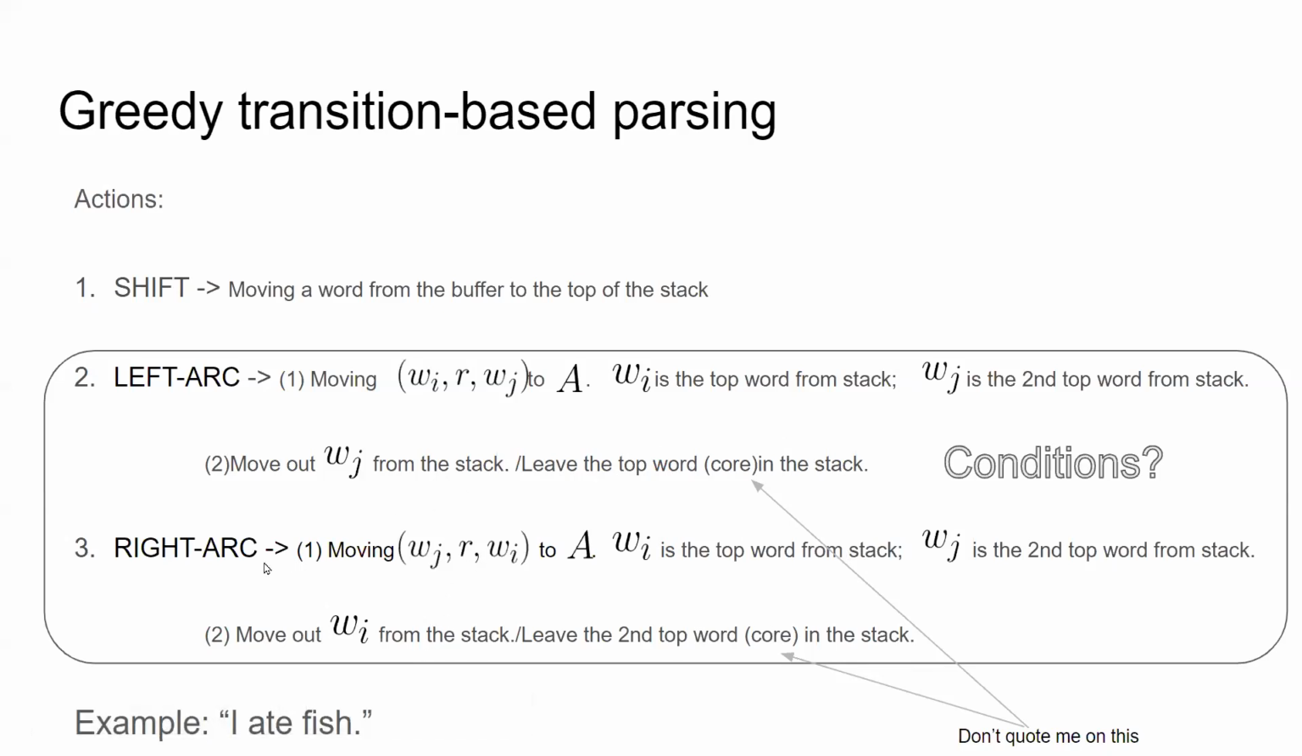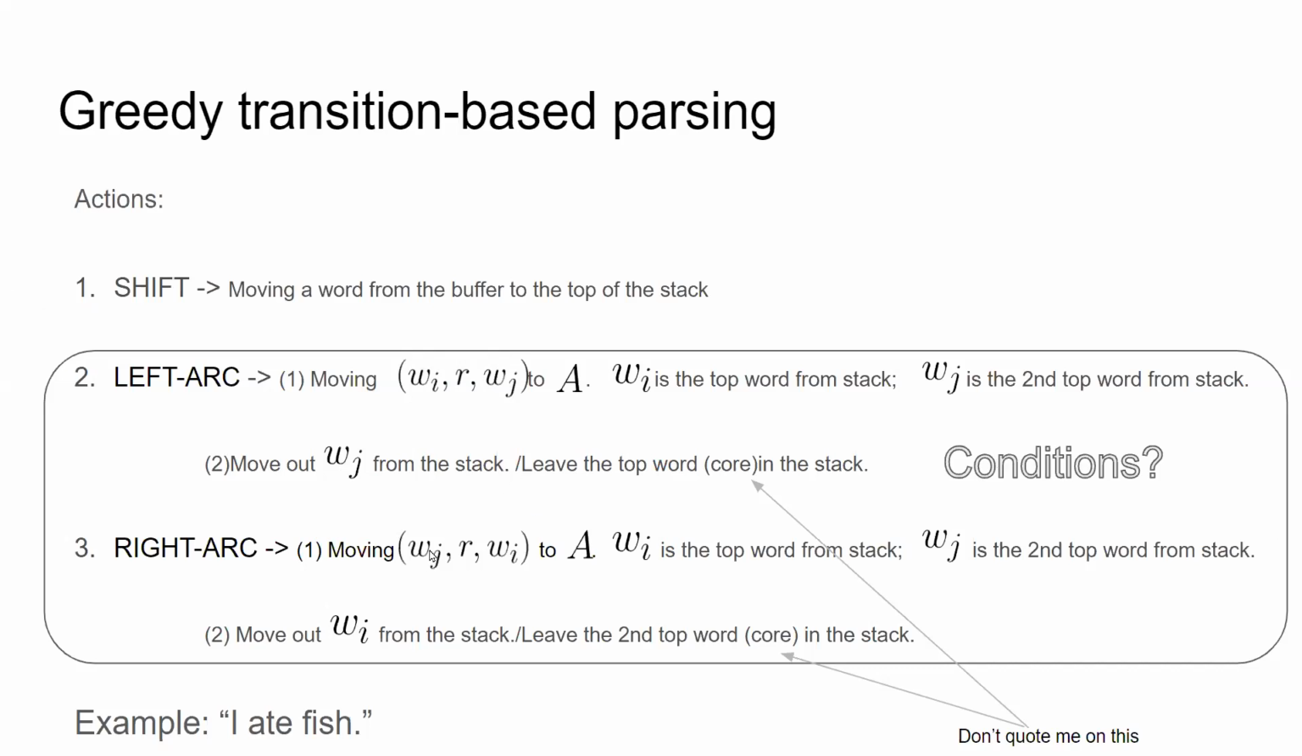So when we do the left arc, we sort of make a decision that the top word, WI, in the stack is the important one. And the second top word, which is the dependent of the top word, is not. So we remove the second top word out of the stack.